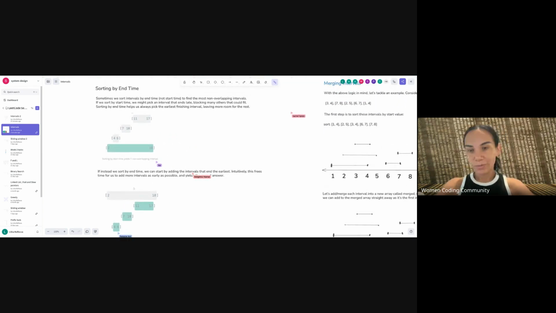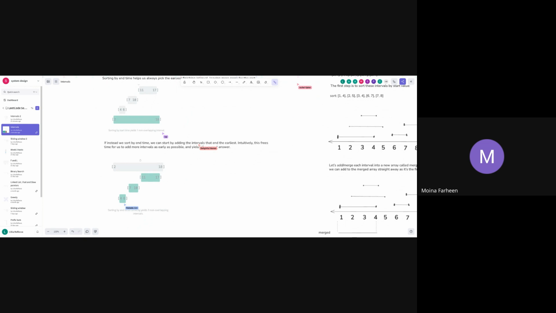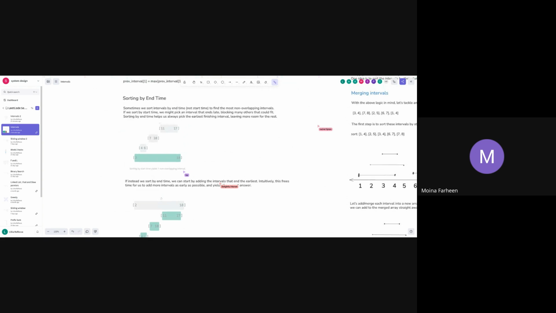So I believe, yeah, Lilia, I think it's because of the kind of data there is. Even the first diagram looks sorted by end time, right? This one? Yeah, because see, 6, 8, 10, 17, they're coming in order.